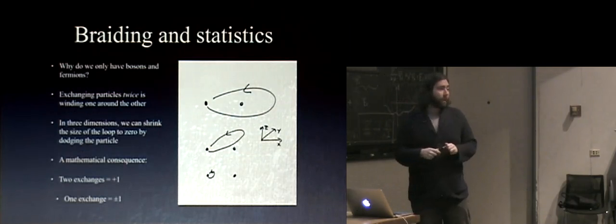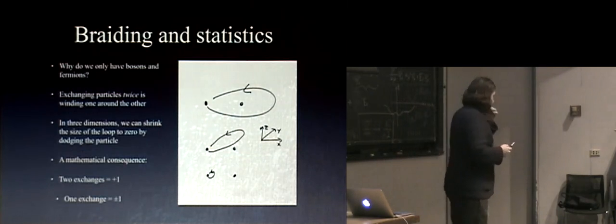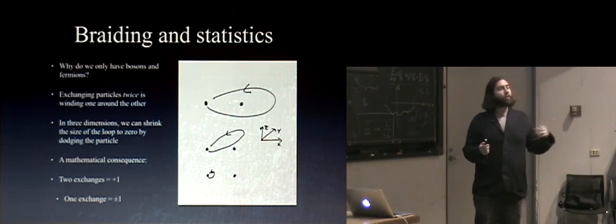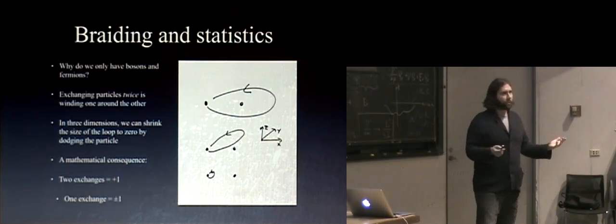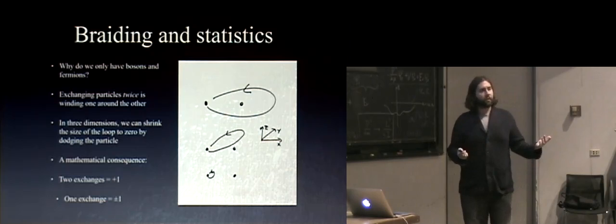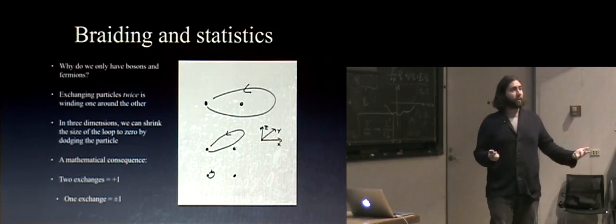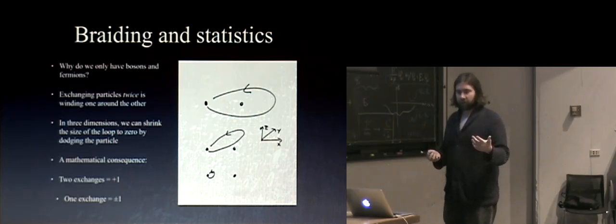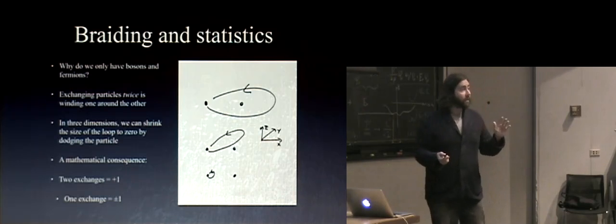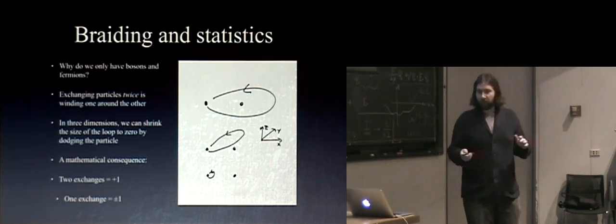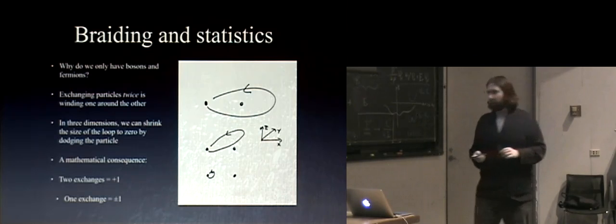So let's remind ourselves of something I talked about briefly in the first week. Why, when we normally talk about fundamental particles, do we say there are only 2 types of particles that we can have, bosons and fermions, right? Either even or odd statistics. Well, without getting into the details of the mathematics, the idea is the following. So what are we talking about when we talk about statistics?